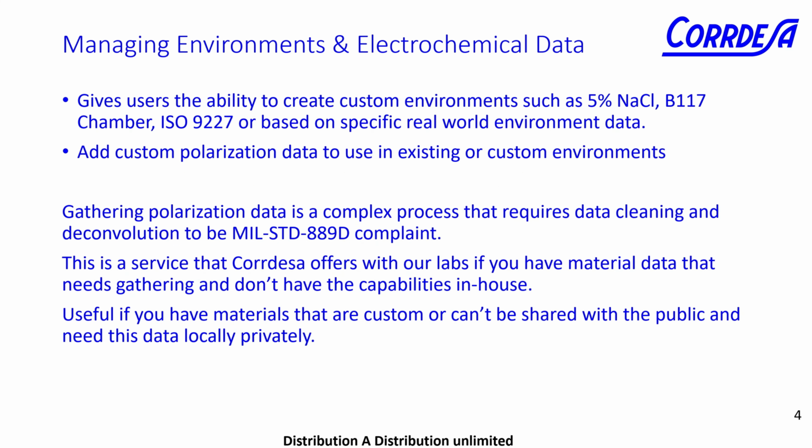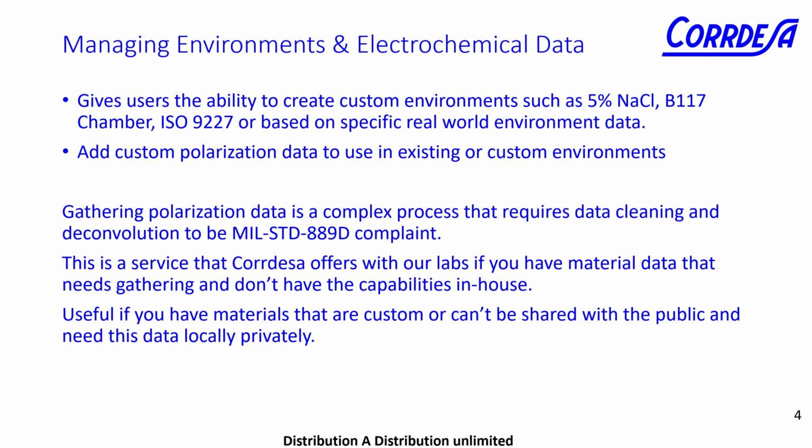When it comes to the polarization data and any environments they're related to, users have the ability to create custom environments. This could be a real-world location environment, or it could be related to, for example, an ISO standard, such as 9227. The system accepts polarization data in the form of voltage versus current density in amps per meter squared.